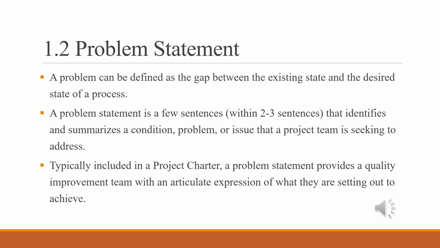Now, the next thing you want to provide is the problem statement. A problem can be defined as the gap between the existing state and the desired state of the change process. So you need to provide a statement in a few sentences, usually about 2 to 3 sentences, that identifies and summarizes the problem you are trying to address. It's typically included in the project charter to provide the quality improvement team with an idea about what they are trying to achieve.